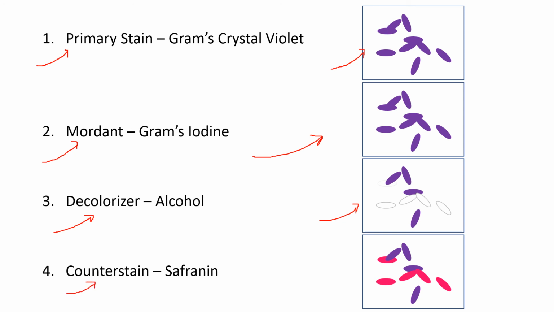Lastly, we have the counterstain. So after decolorization, our gram-positive cells are purple, but our gram-negatives are colorless. So we add safranin to add some color to the decolorized cells. The gram-positive cells have so much stain within them already that they can't really absorb the safranin, and what little safranin does get absorbed is usually overpowered by the purple, so you don't see it. So that just leaves the gram-negative cells to be stained.